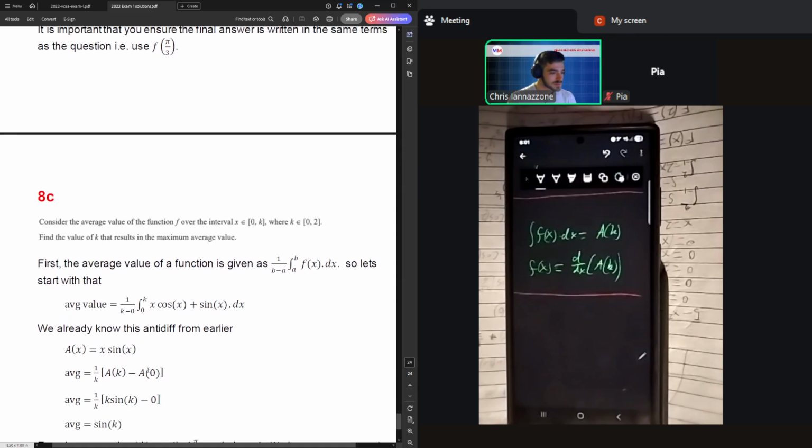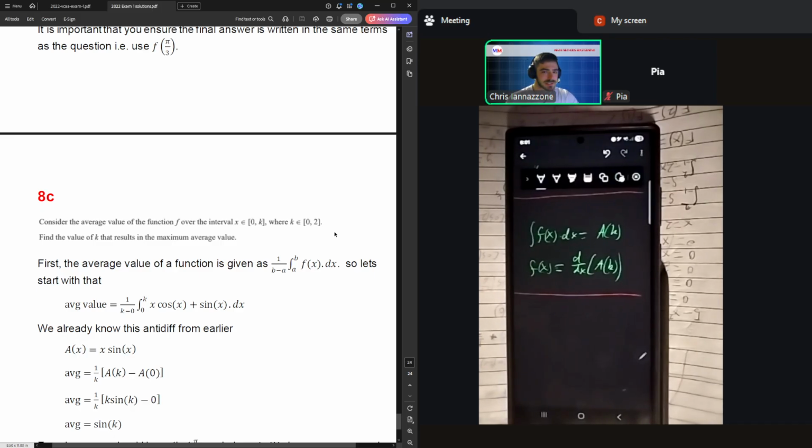We can just continue simplifying that average value equation. Capital F of top minus capital F of bottom. That's that bit there, and that eventually gets you there. Average value is the same thing as sine of k. We want to maximize that. We want to find the maximum of sine of k, or at least the value of k that gives us the maximum.